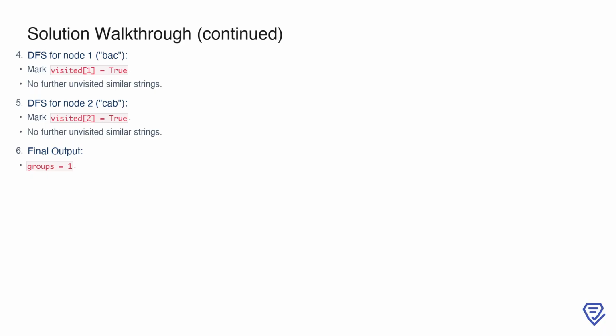Moving to the DFS for node equals 2, which is CAB, we mark visited 2 as true. Again, there are no additional unvisited strings similar to CAB. With all nodes explored, the DFS concludes, and we return to the outer loop. Since all indices have been visited, no new groups are formed. The final output for this example is groups equals 1, as all the strings belong to a single group.